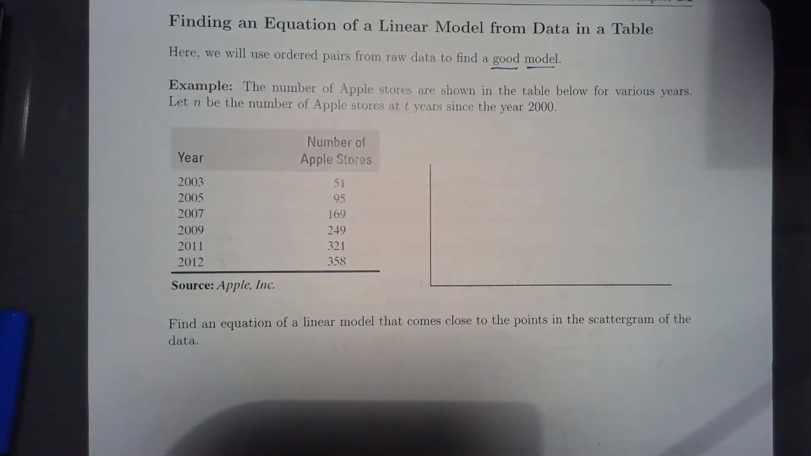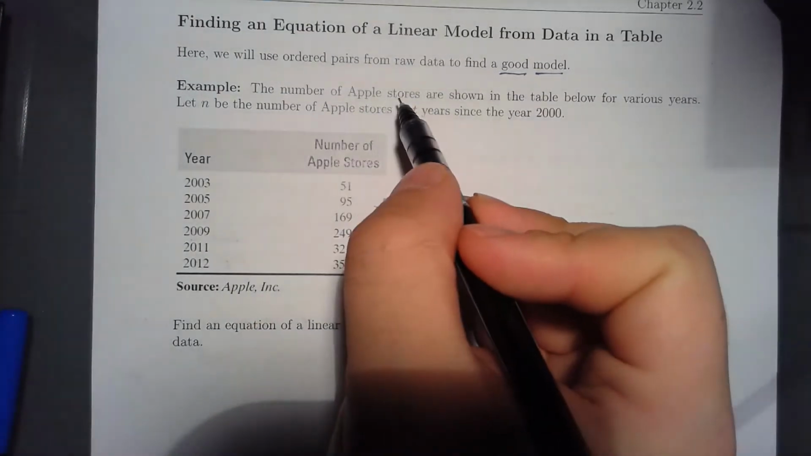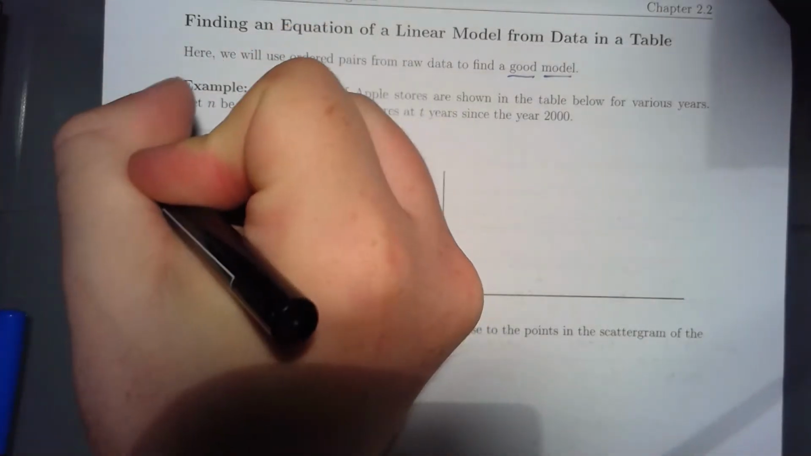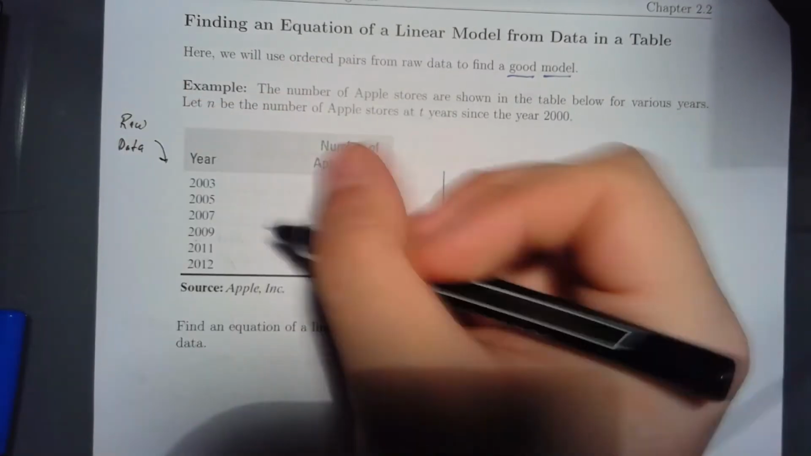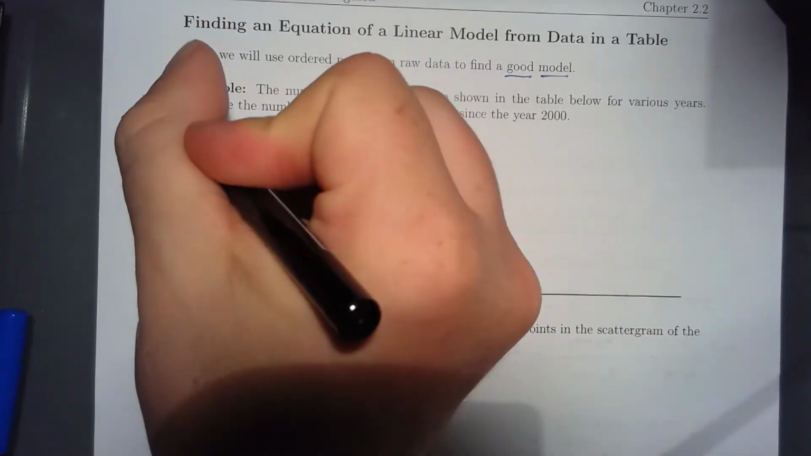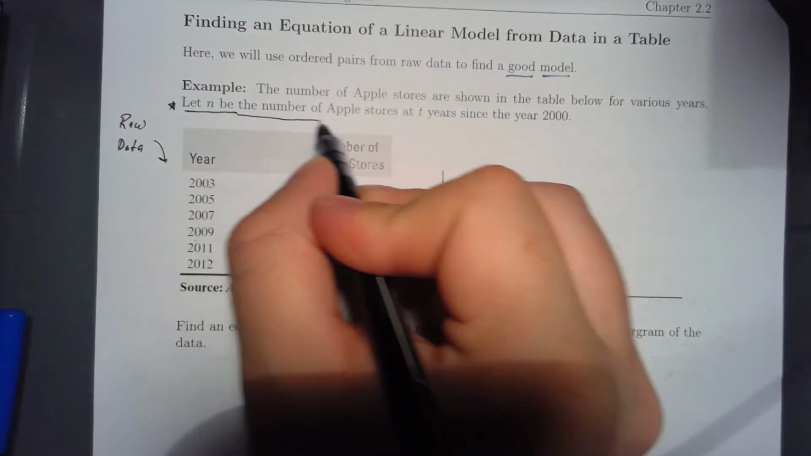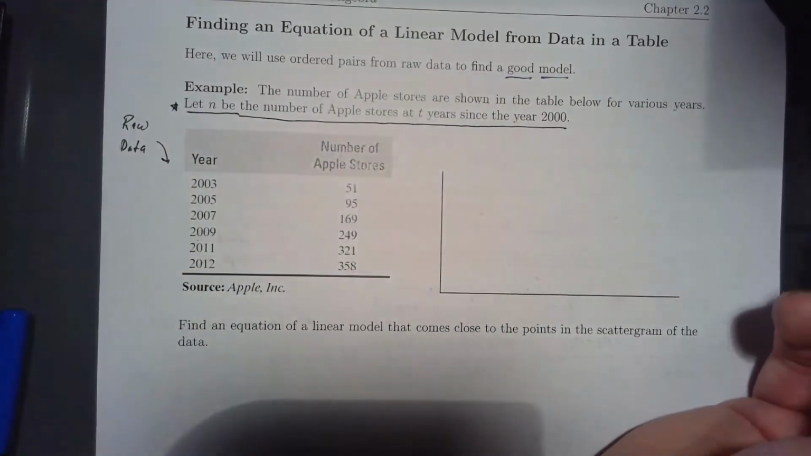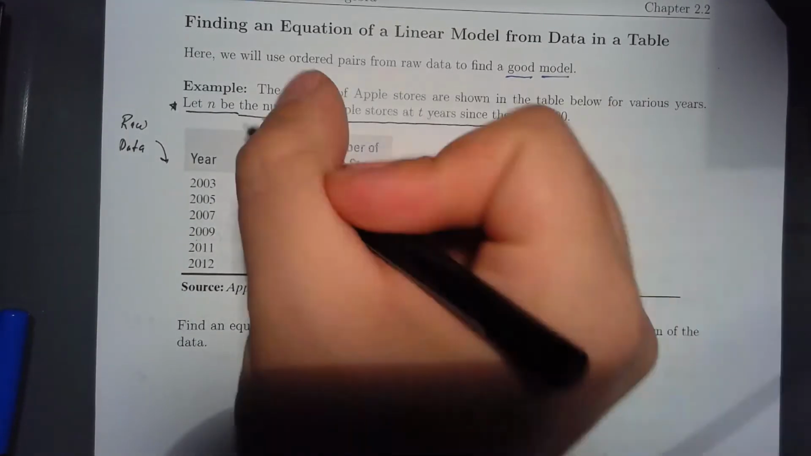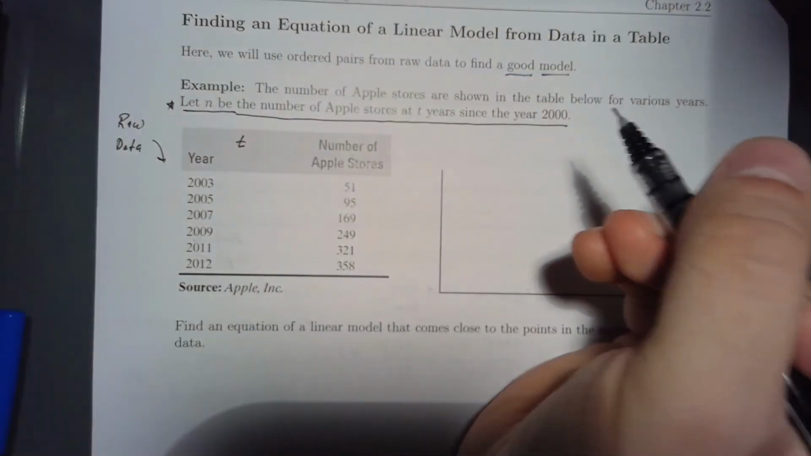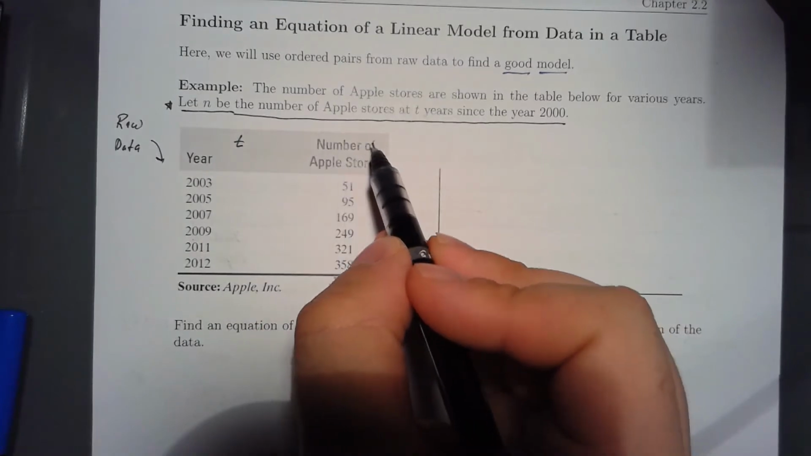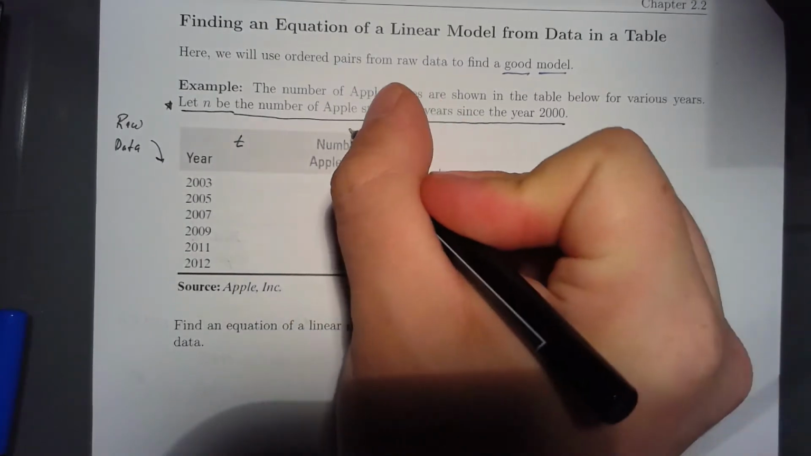So, all right, the number of Apple stores are shown in the table below for various years. So this is the raw data. Raw data is the data that's given to you as you collect it or as you researched it, whatever. So here's the variable's description: we're letting n be the number of Apple stores at t years since the year 2000. So t is the years since the year 2000. Okay, so I'm going to put t here, and n is the number of Apple stores. And n just happens to be right here. This is the number of Apple stores, and that's what n is. So this is already n.